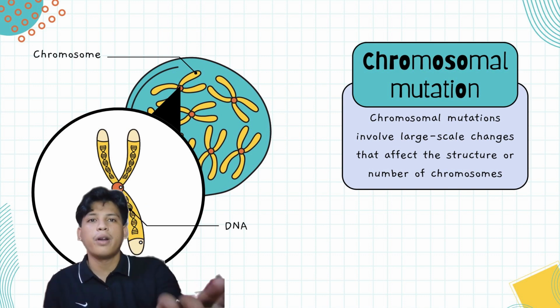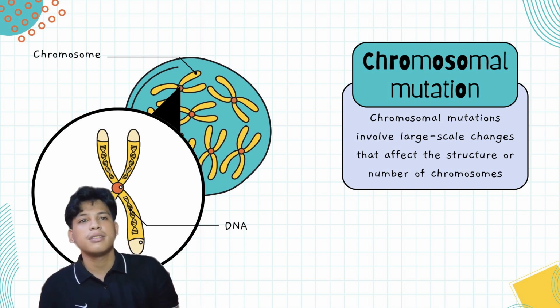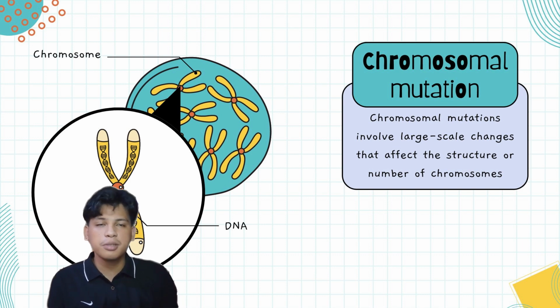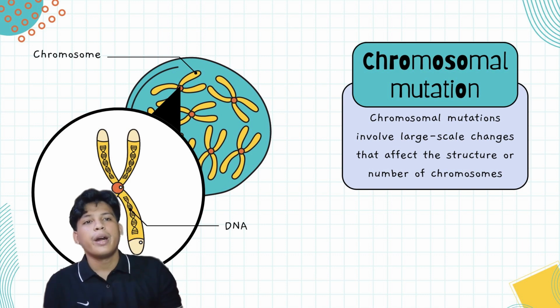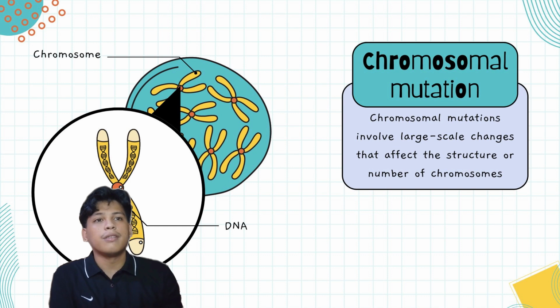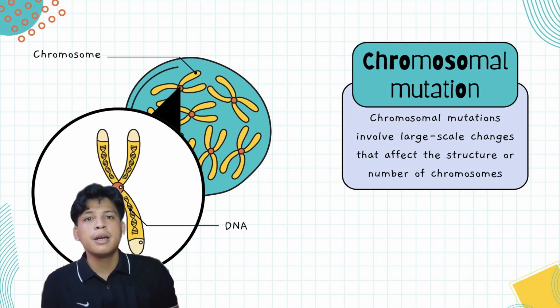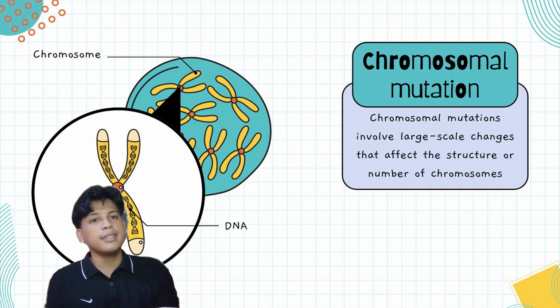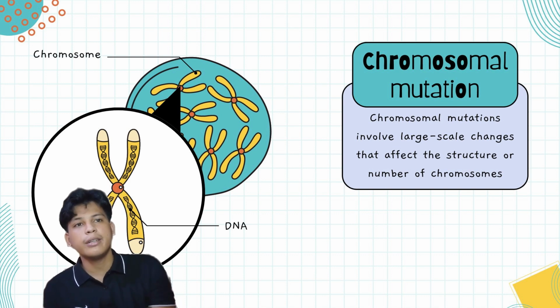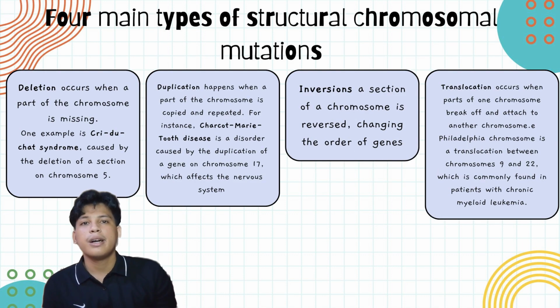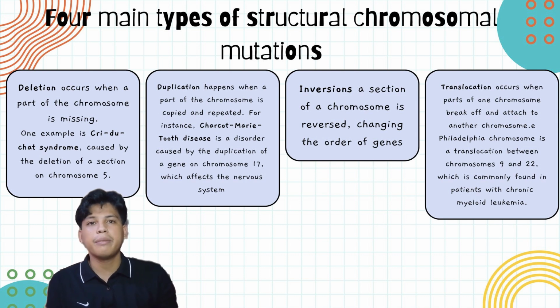Let's first explore the structural chromosomal mutation, where the structure of one or more chromosomes is altered. These changes can happen when parts of a chromosome break or attach incorrectly, or if entire sections are deleted or duplicated. Now, we have four main types of structural chromosomal mutation.